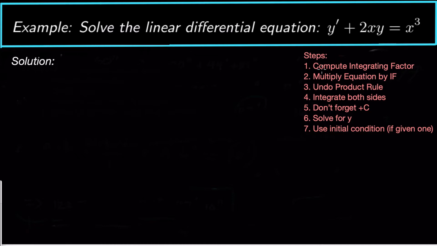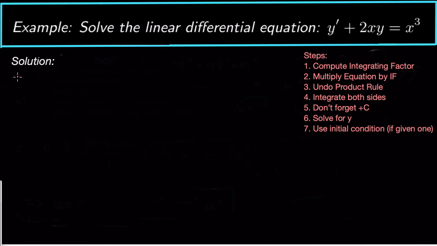The general strategy normally is just to compute the integrating factor, multiply the whole differential equation by the integrating factor, undo the product rule, integrate both sides with respect to whatever variable is left. Don't forget your plus c, solve for, in this case, y. Use the initial condition if you're given one. We don't have one here, so we're not going to have to worry about that.